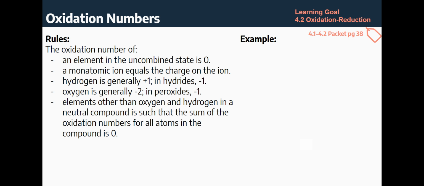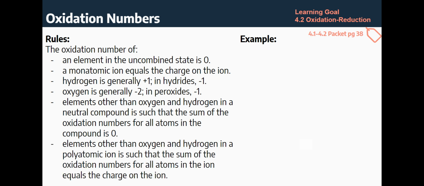In any neutral compound, the sum of all of the oxidation numbers for the atoms in that compound has to add up to 0. And then for elements other than oxygen and hydrogen in a polyatomic ion, the total charges have to add up to the total charge of that polyatomic ion.